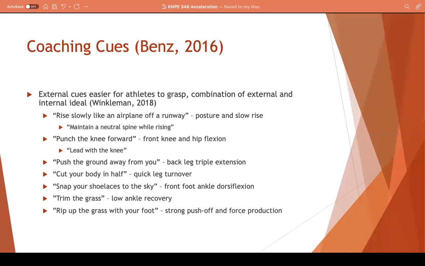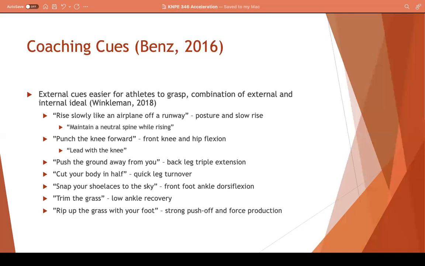Written here are some external cues, as well as a couple of internal cues that will help athletes understand proper mechanics for acceleration. Athletes can be cued to rise slowly like an airplane off a runway, ensuring they rise slowly and maintain a good posture with a line from head to heel. An internal cue for this would be to maintain a neutral spine while rising.